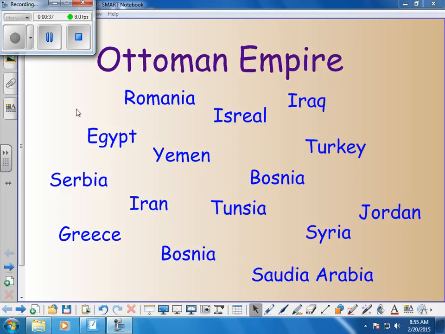All right, so as you can see right now, we are looking at a picture of the Ottoman Empire. And in fact, that's what we're going to talk about: imperialism and the Ottoman Empire. The Ottoman Empire is an area that includes, but is not limited to, this group of countries that you see right here. It includes Israel and Egypt and Yemen and Bosnia and Tunisia and Saudi Arabia. In other words, this has to do a lot with the area that is known as the Middle East. It's not limited to that, but that whole area. You're going to see a map of this here in a few minutes.